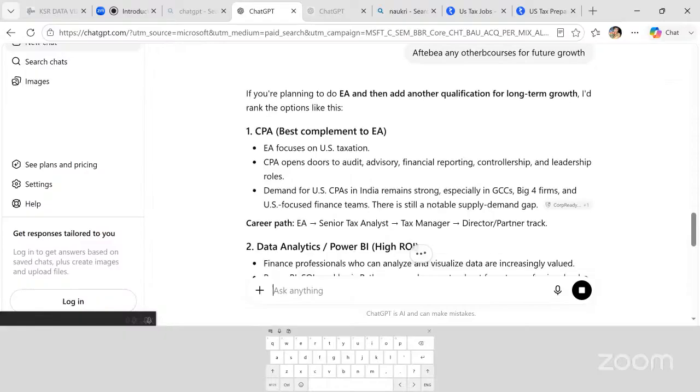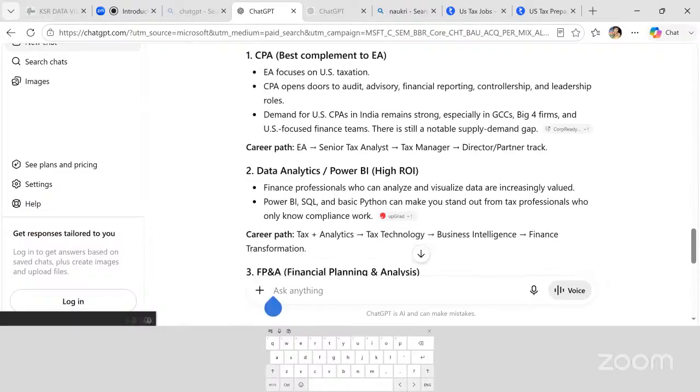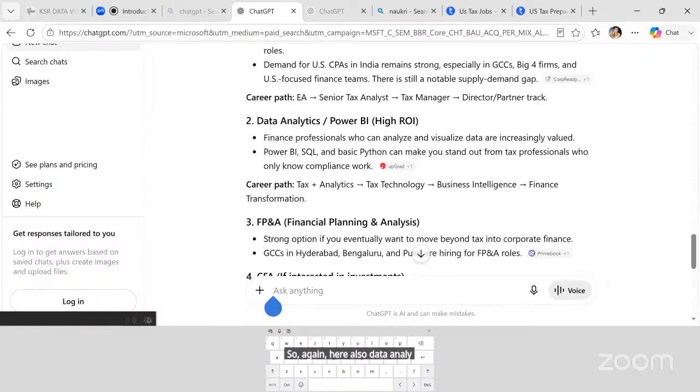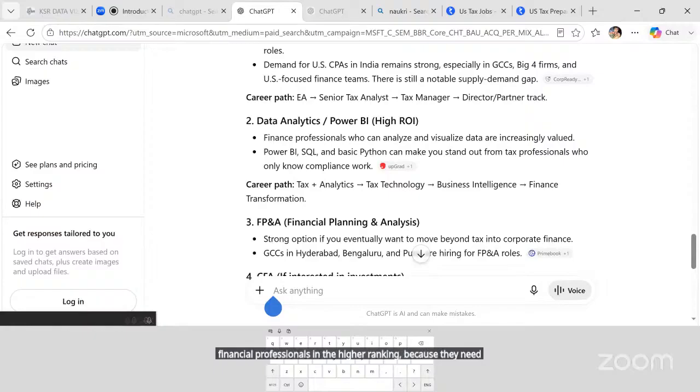You can see CPA, sir, after enrolled agent. You can see the career path: enrolled agent, then senior tax analyst, then tax manager, then director and a partner track, the higher levels and all. So again, here also data analytics will come into the picture. Those who have both knowledge will get packages again. Finance professionals in the higher ranks, because they need analysis and reporting also, right? At that time, it will be helpful to you.